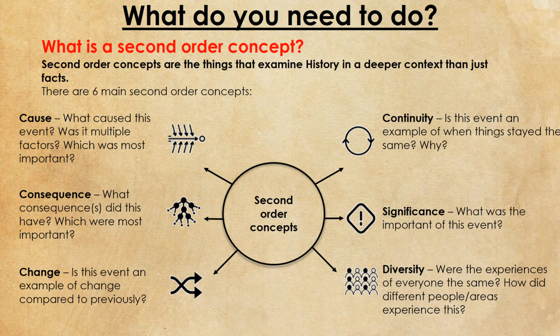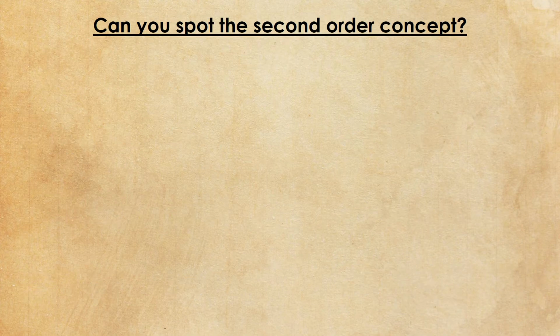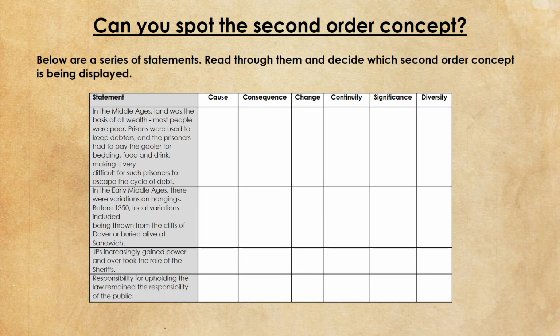Now, you don't need to explicitly say, I am going to be talking about cause or significance or change, but it's important that in your examples, you are alluding to one of these second order concepts, because this is what's going to get you those top marks in a 9-mark answer. So let's actually have a look at some examples of where you could include a second order concept.